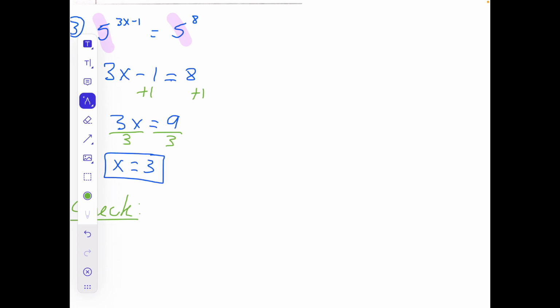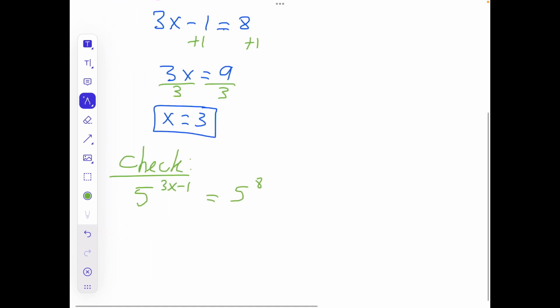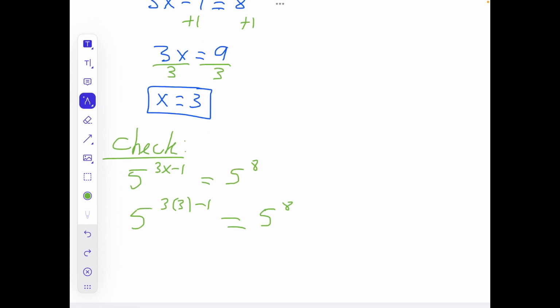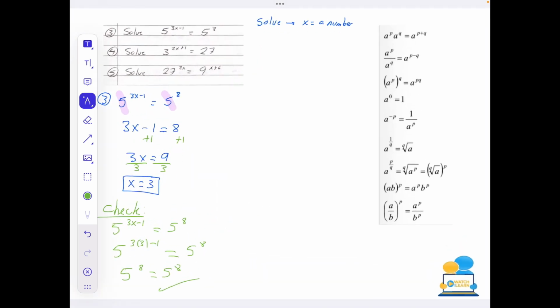So the question was 5 to the power of 3x minus 1 is equal to 5 to the power of 8. Now, 5 to the power of 3 by 3, because we found x was 3, is equal to 5 to the power of 8. What I can actually just do here, I can say 3 by 3 is 9, minus 1 is 8, is equal to 5 to the power of 8. Perfect. So that is our correct answer there.